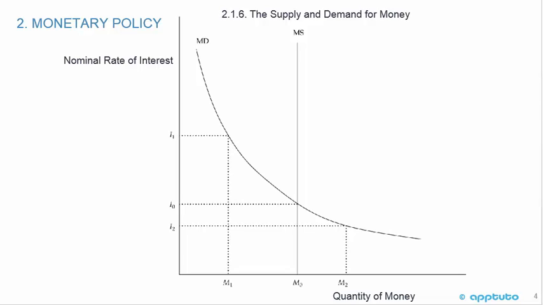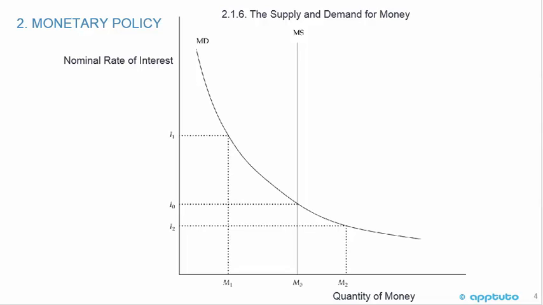To see why I0 is the equilibrium rate of interest where there are no excess money balances, consider the following. If the interest rate on bonds were I1 instead of I0, there would be an excess supply of money, M0 minus M1. Economic agents would seek to buy bonds with their excess money balances, which would force the price of bonds up and the interest rates back down to I0.